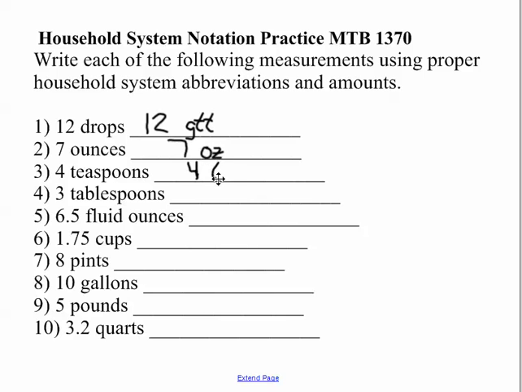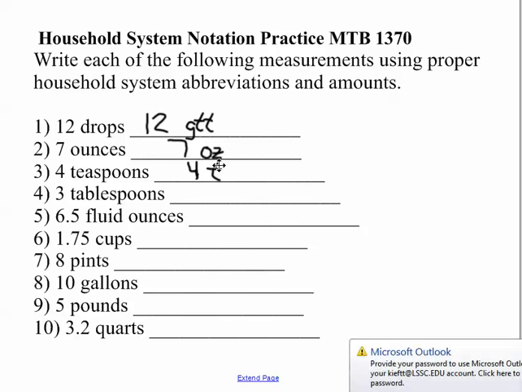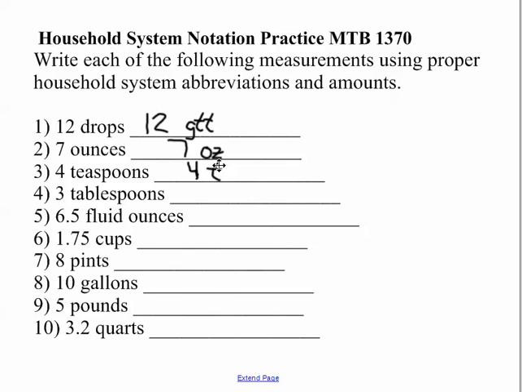And the simplest abbreviation for teaspoons would be a lowercase t. Think of teaspoons as lowercase t. If it was tablespoons, which are larger, it would be an uppercase T. You will also see teaspoons written with TSP. So you could have 4 TSP. I prefer to use just the lowercase t though.